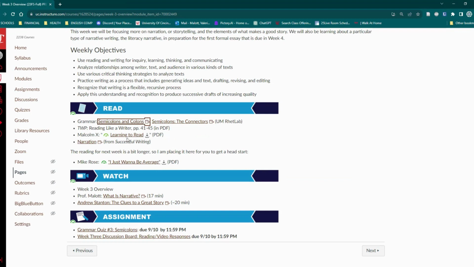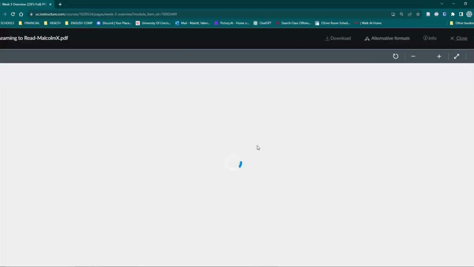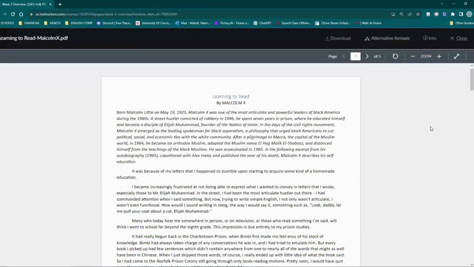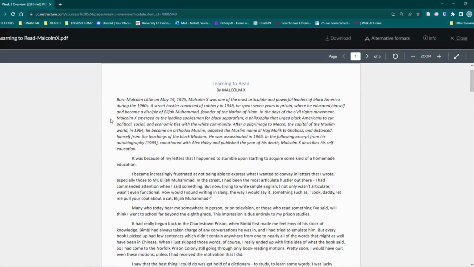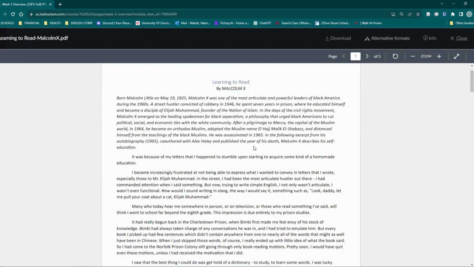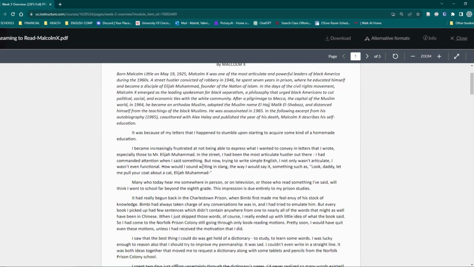So there's that. Then we have a piece from Malcolm X. It's not too long. I think it's about maybe 3 or 4 pages called Learning to Read. And this is from Malcolm X's autobiography, I believe. 5 pages. So there's a little bit of an introductory paragraph at the end that explains a little bit, provides you some context so you understand who Malcolm X was. And it talks a little bit about his journey. And then his literacy narrative begins.